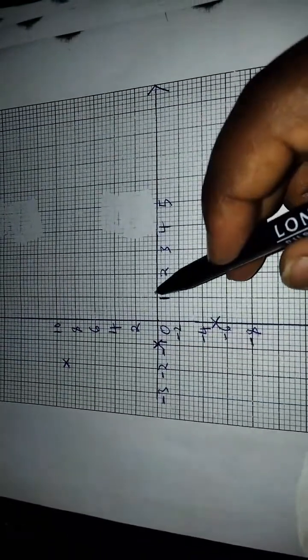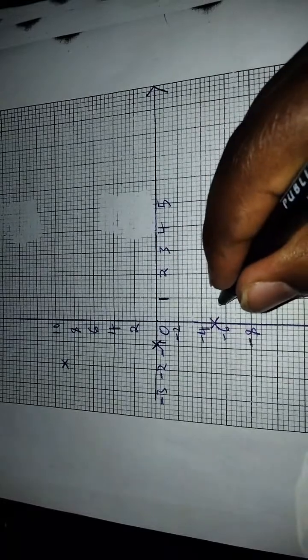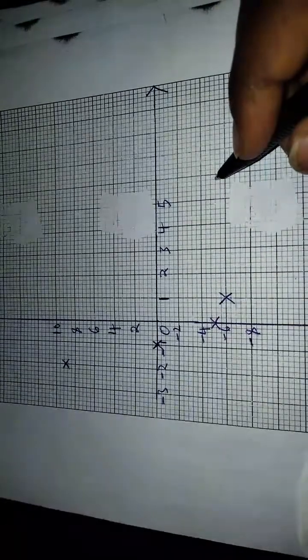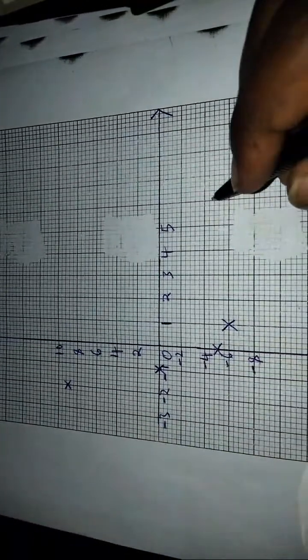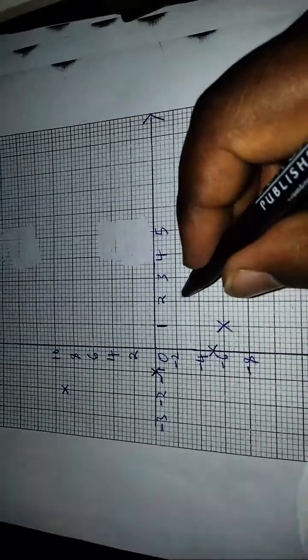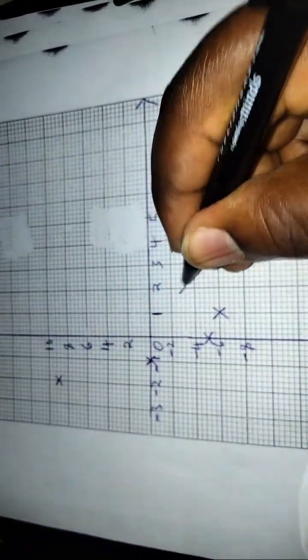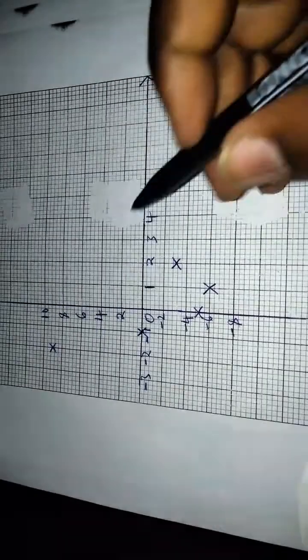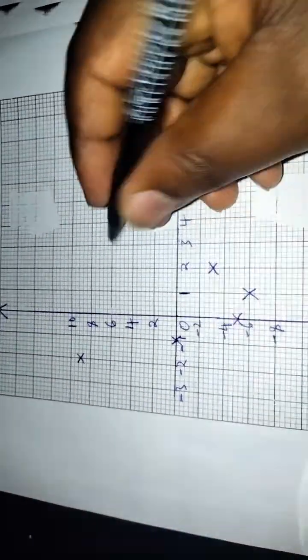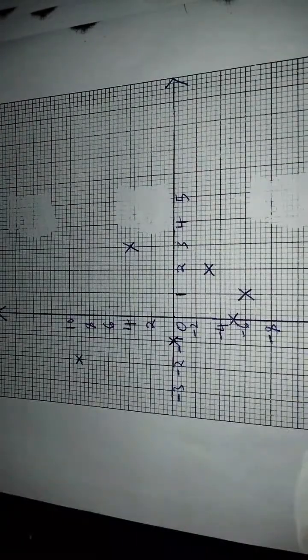+1 and -6. This is where the point is. The next one is 2 and -3. -3 is in between -2 and -4, exactly there. The next one is going to be 3 and 4. So I'm going to have 3 and +4, which is this coordinate exactly.